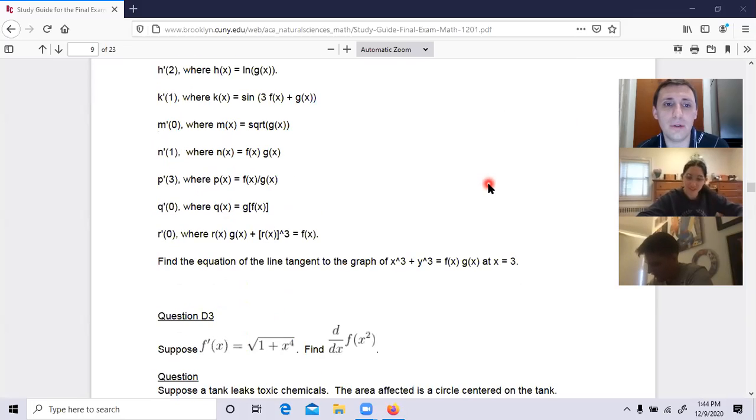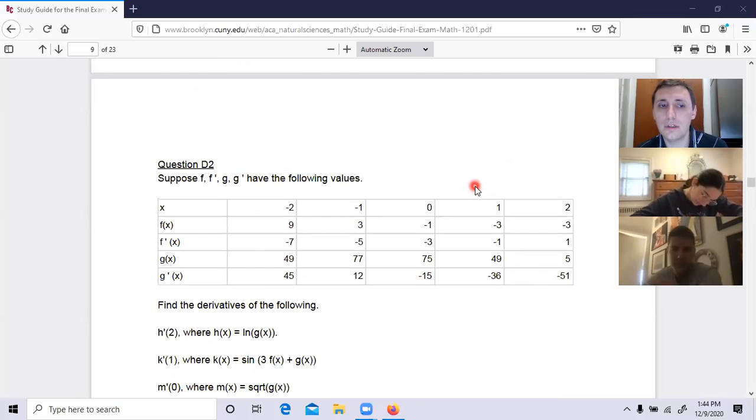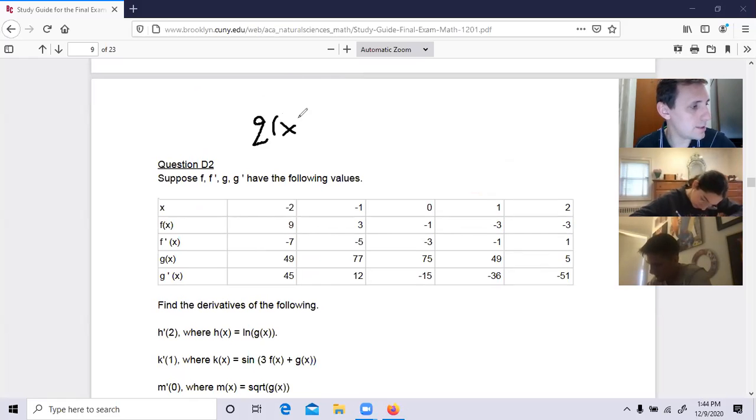So now we are interested in the derivative of q at 0, where q is g that has eaten f at 0. Okay. So I'll just write here for your convenience that q of x is g that has eaten f of x, and we want q prime of 0.